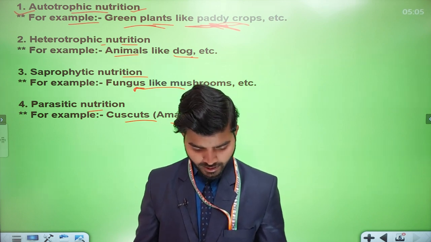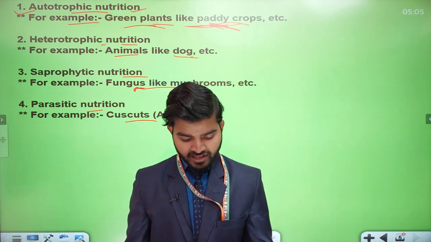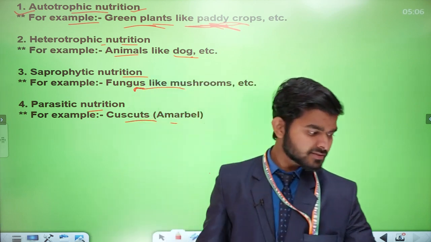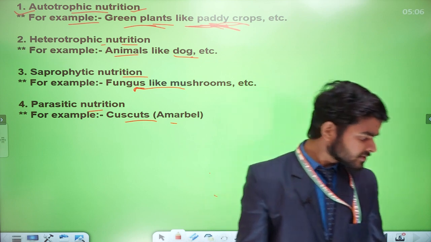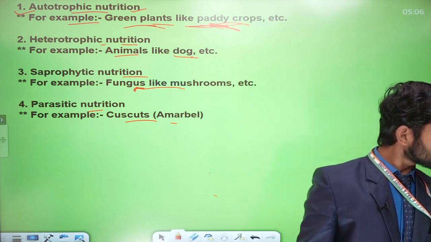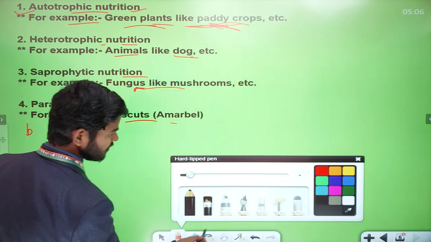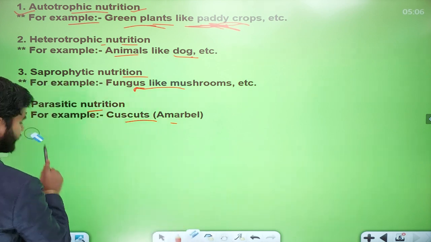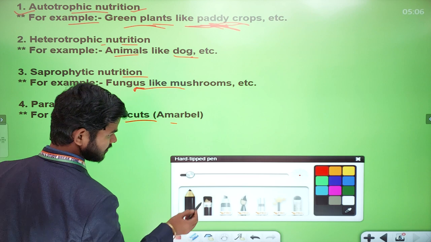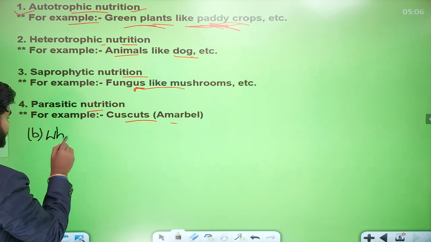All right, the next question is the B part of the question: what do you understand by symbiosis? Explain with an example. All right, no problem. Let us take your books. Thank you for giving your books. The question is, what do you understand by symbiosis? Explain with an example. This is the B part of the question. All right. Okay, let me explain.